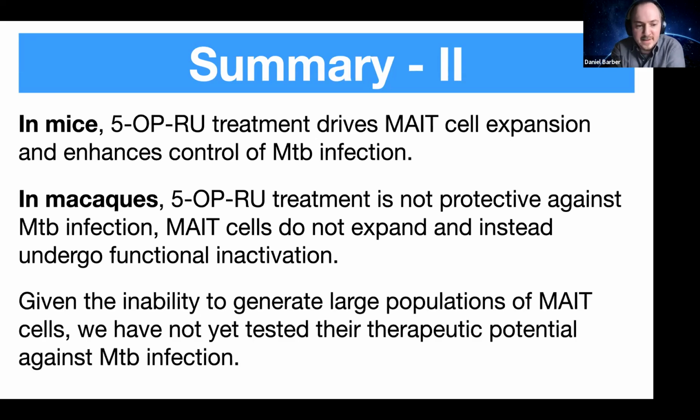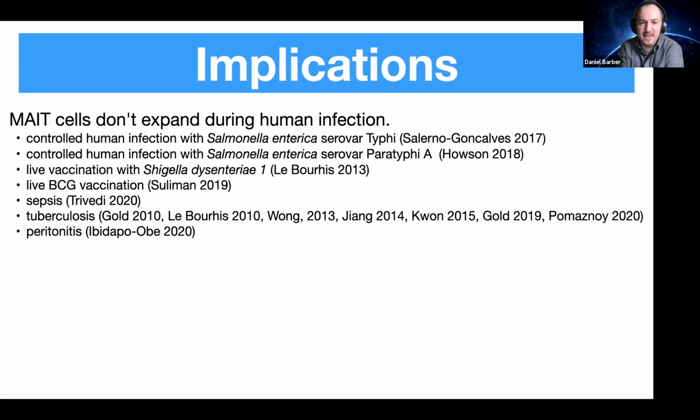So in the end, the fact that we weren't able to generate large populations of MAIT cells means that we really haven't tested our original hypothesis, and that is that large populations of MAIT cells may be protective in TB. So we still don't know if we were to get MAIT cells to expand, if it would enhance control of TB. But I want to put this in a little bit more context about this lack of MAIT cell expansion and exhaustion that we saw after 5-OP-RU treatment, because I think this is probably maybe happening in humans.